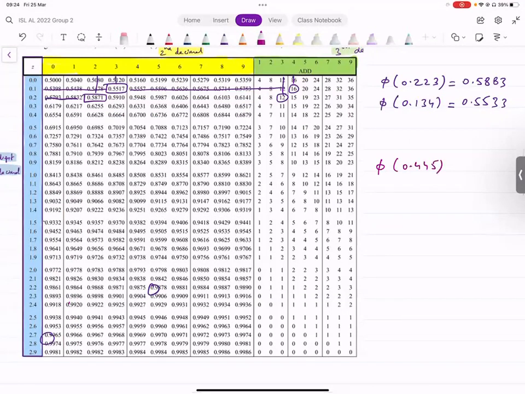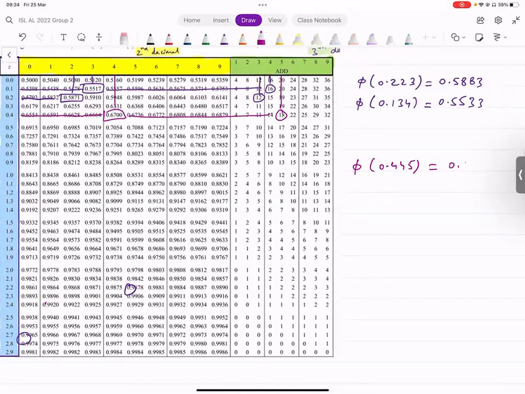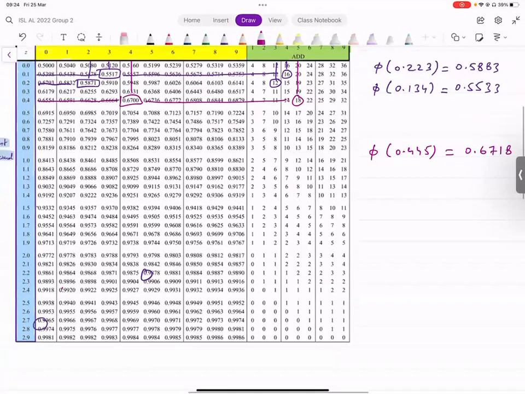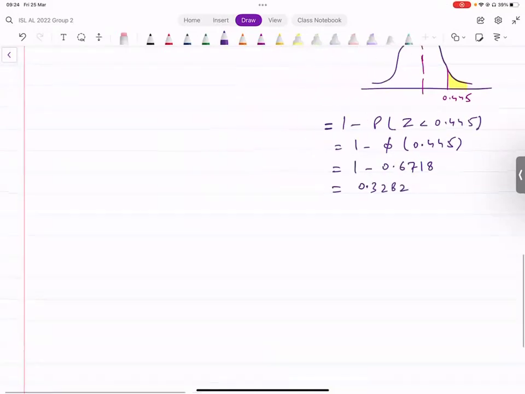0.445. So 0.4 and then 4, that's 0.6700, and then 5, that's 18. 6700 में 18 add कर देंगे end के ऊपर, you'll get 0.6718 from that. ठीक है? This is 0.6718. What do we get from this? 0.3282. Is that correct? Yes, sir.